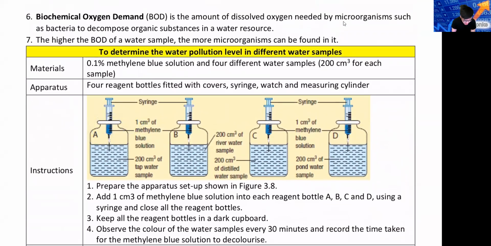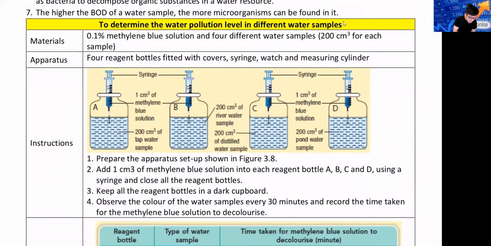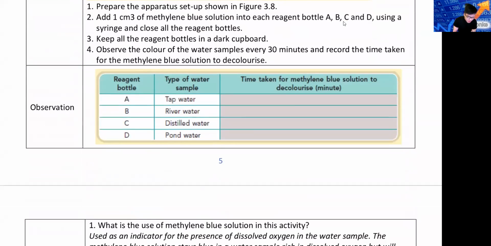Okay, so how do you find out the BOD of a water sample? Very easy. You just put your methylene blue inside. Okay, so your water is going to look blue, and you look at how fast they decolorize. Okay, you know what is decolorize? Means no color, 不见颜色. So the faster they decolorize, the more oxygen they use.